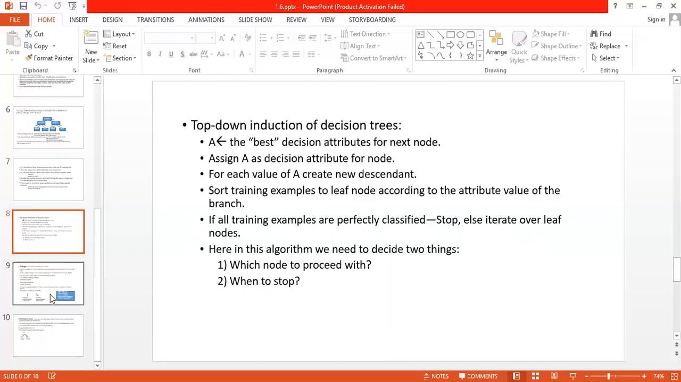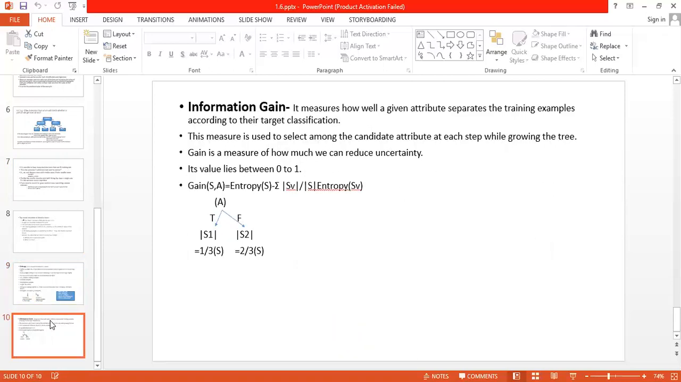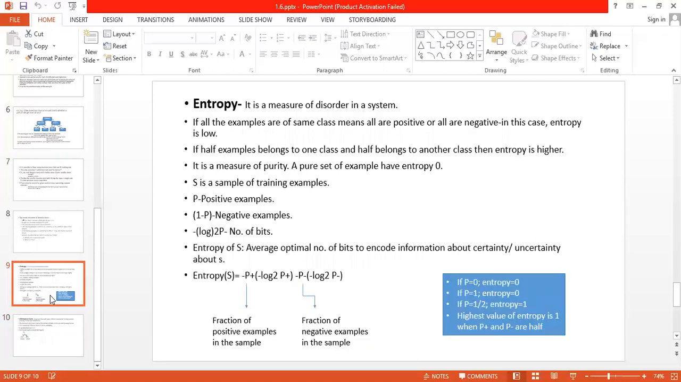To check these two things, we have to go for the entropy. So entropy is a very important term in decision tree, because the construction of the whole decision tree is based on entropy and information gain that we will see in the next slide. First we will see entropy.